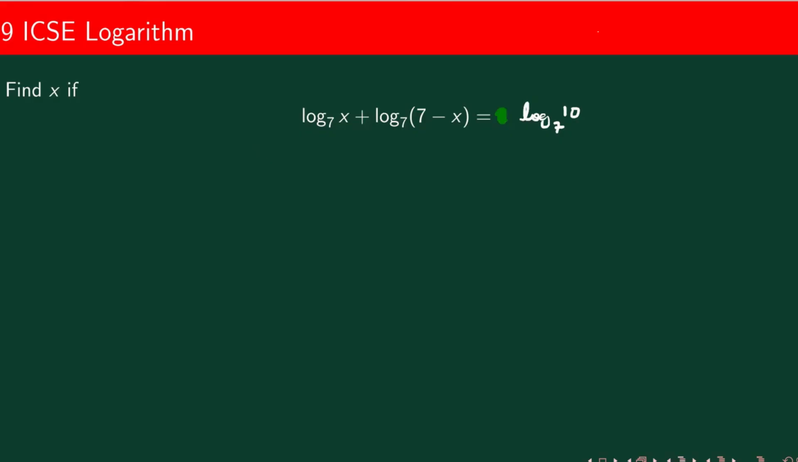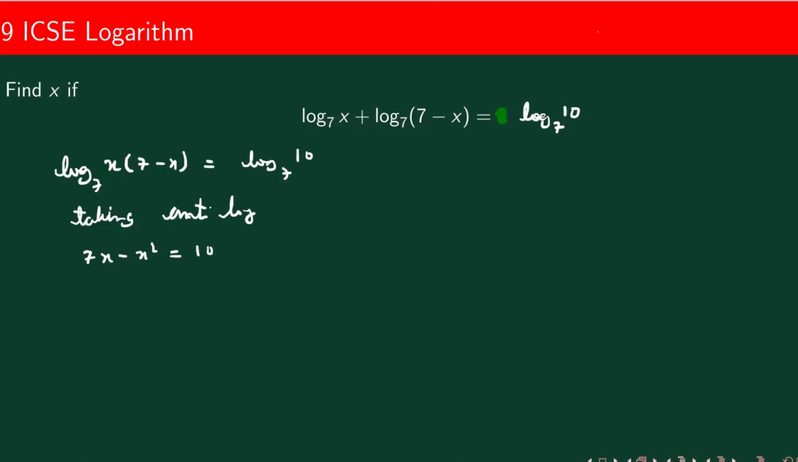You can pause the video, try to solve this before we proceed. Okay, so we have a plus over here, which can be converted into a product. So this will be x into 7 minus x. And on the right hand side, you have 10. So again, what we do is taking anti-log. So we have 7x minus x squared as 10. Or we can say x squared minus 7x plus 10 as 0.